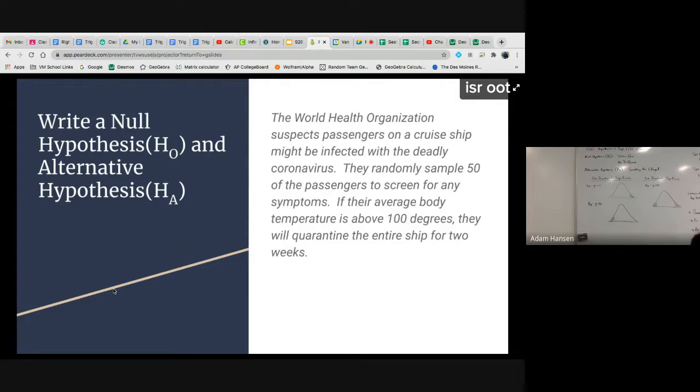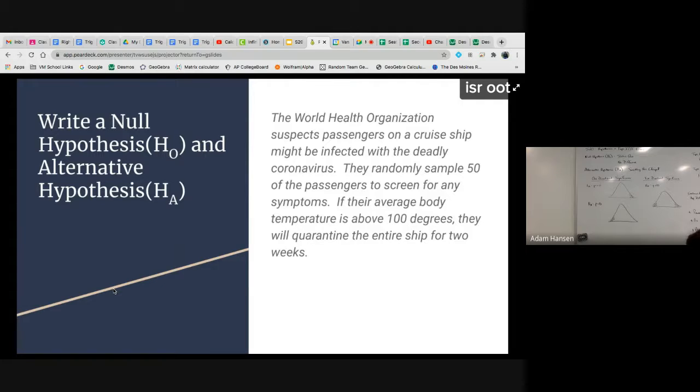Reading through this, the WHO suspects passengers on a cruise ship might be infected with the deadly coronavirus. I wrote this last year when the world was starting to shut down. Remember last year when those cruise lines started having virus cases and they traveled from port to port, hoping they could get people off the ship? Yeah. Well, it's been a year since we've been doing this, so now it's kind of crazy.